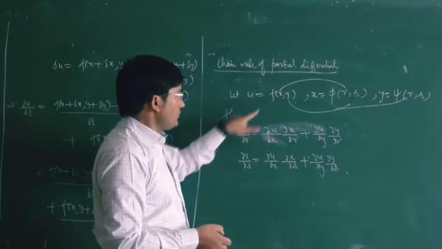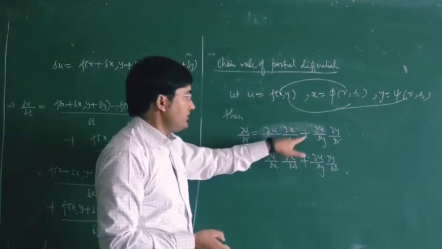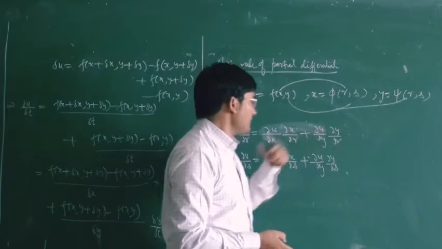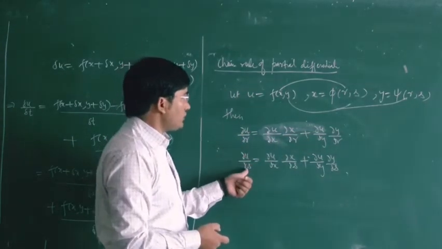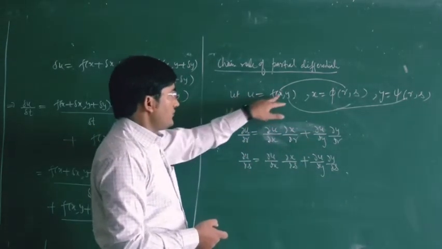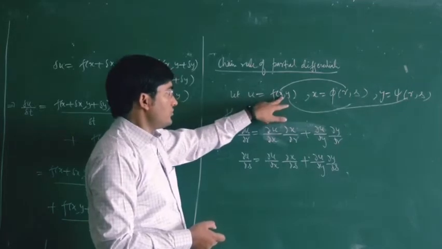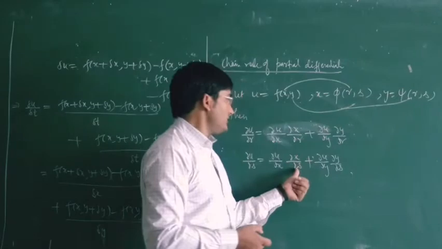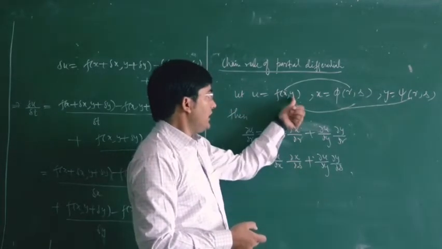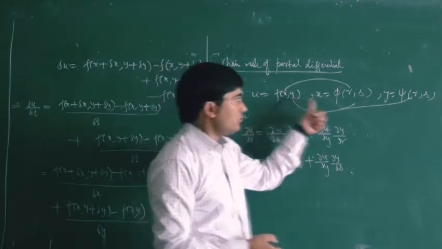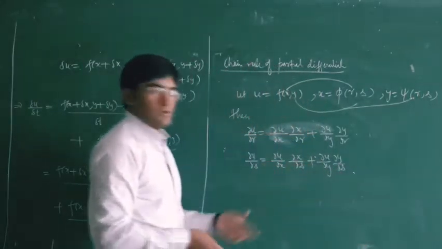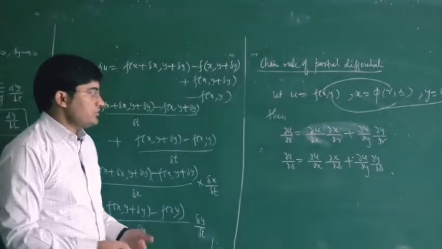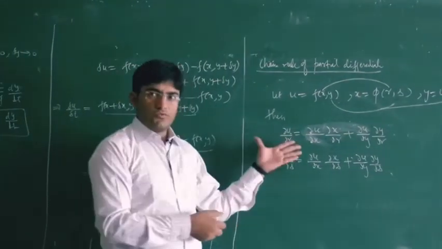So del u upon del r will be del u upon del x into del x upon del r, plus del u upon del y into del y upon del r. Then similarly your del u upon del s will be, again first we will differentiate with respect to x, so we will have del u upon del x into the partial differentiation of x with respect to s, then we will write del u upon del y and then the partial differentiation of y with respect to s. So this is our chain rule of the partial differentiation, and we can extend this very easily.